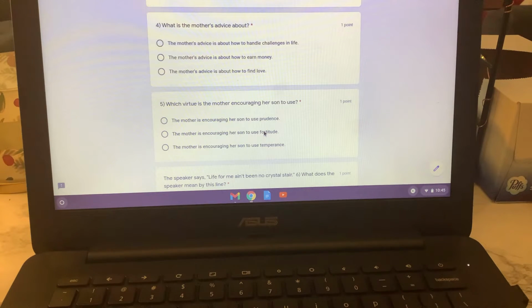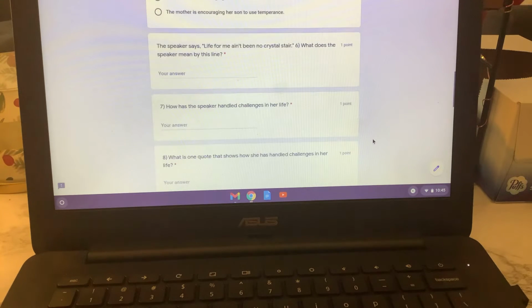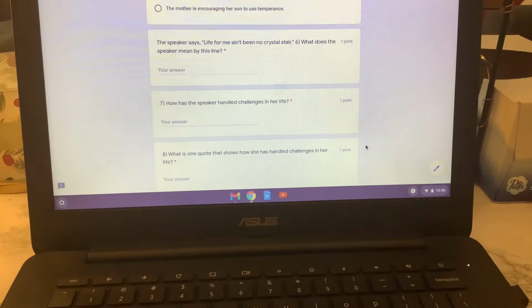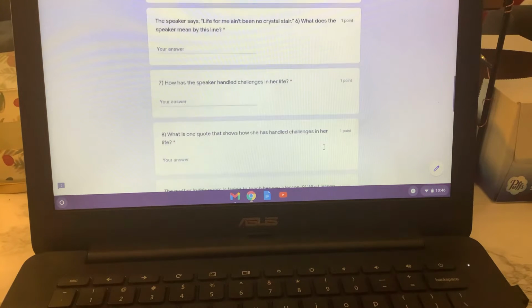Question 4 is asking, what is the mother's advice about? So she's giving her son advice. What is it about? And then 5, which virtue is the mother encouraging her son to use? Number 6, we see this lead in. The speaker says, life for me ain't been no crystal stair. So the question is, what does the speaker mean by this? What is she saying when she says, life for me ain't been no crystal stair?